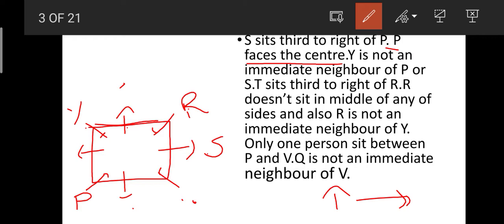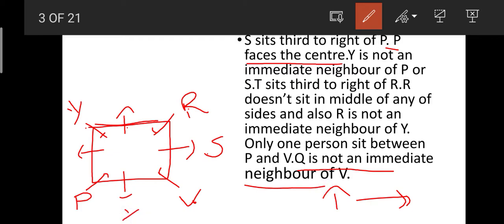Next, only one person sits between P and V. Do we have any possibility of taking P here? No, we already have Y here, so we will be taking the V position here. Next point, Q is not an immediate neighbor of V, so Q should not come here.